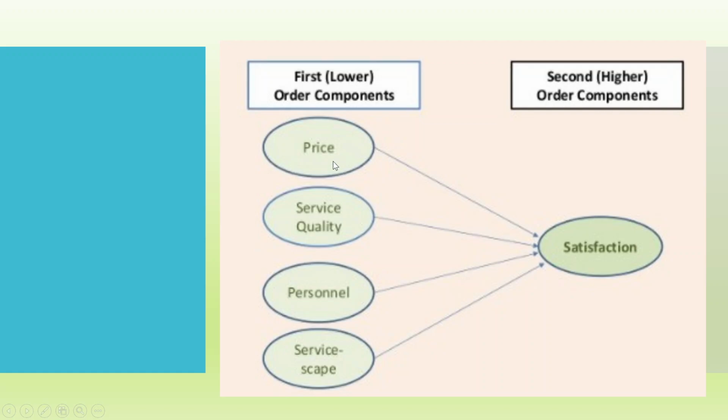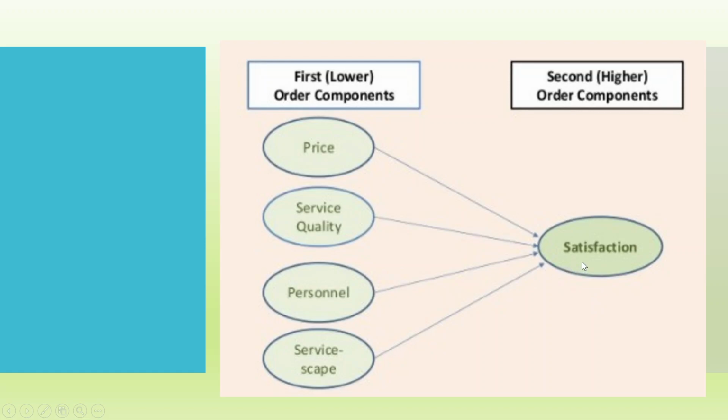Price is captured with the help of some measured variables. Service quality is captured with the help of some measured variables. Personnel is captured with the help of some measured variables, and service cap is captured with the help of some measured variables. So price, service quality, personnel, service cap, they are all constructs. Now, all these constructs combine together to form the higher order construct, and that is satisfaction. So satisfaction is a combination of all these constructs.